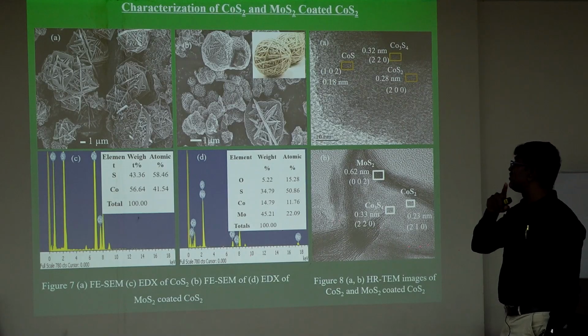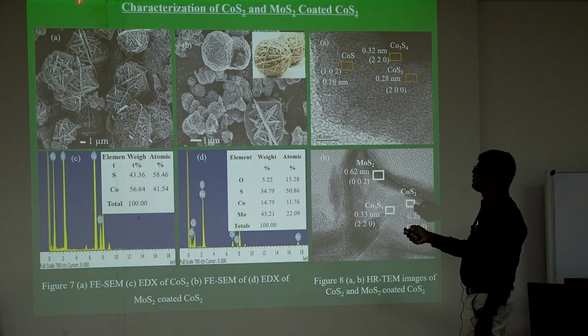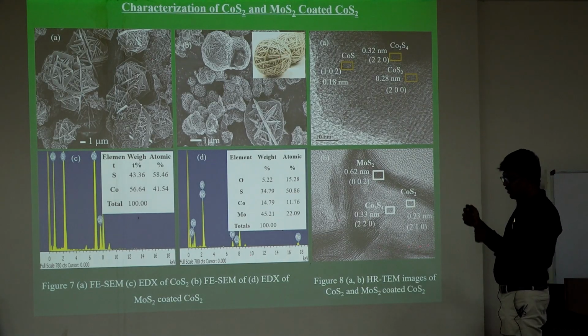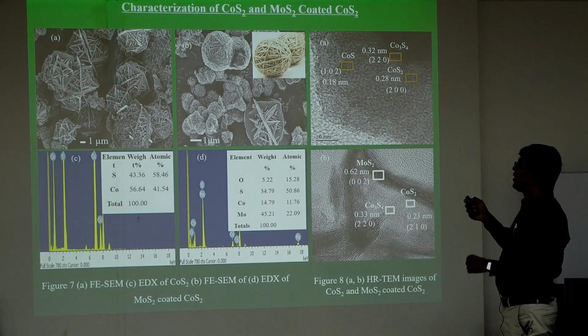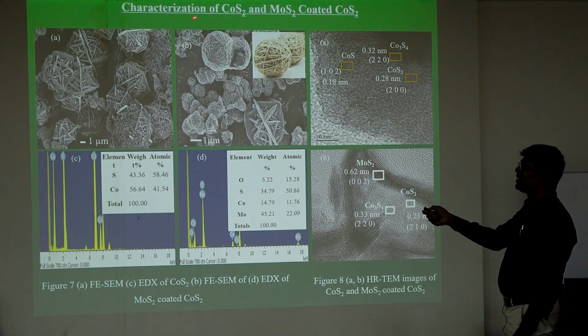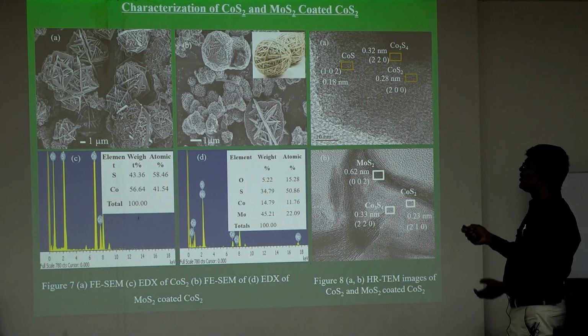Previously we had only sheet images, but when you couple with cobalt sulfide, we get an image like this. We call it a fin ball image, not fin rope. Rope is what you know if you come to Kerala, they have coir rope. We call it a fin ball image. We see the image is like a fin ball image.